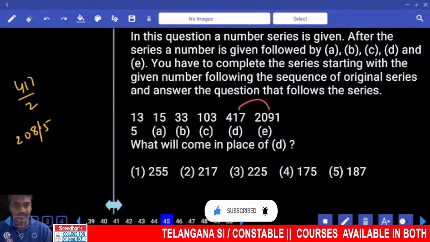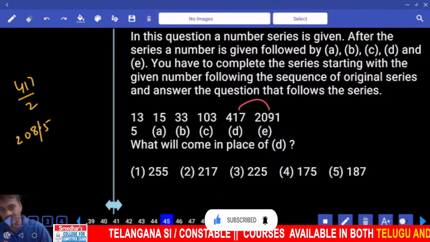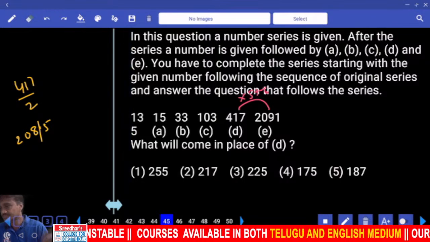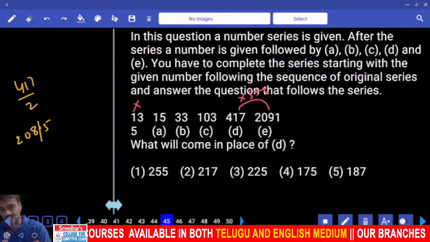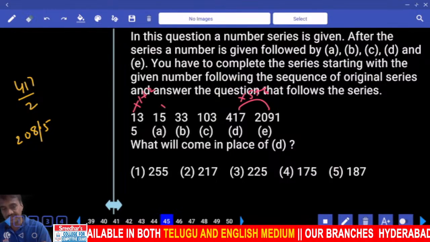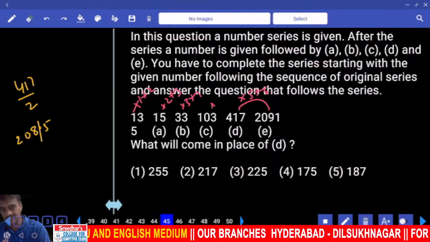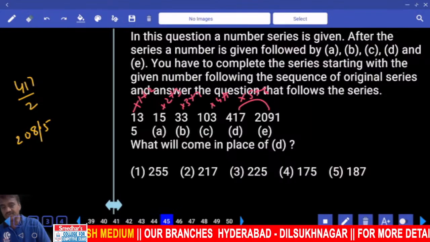Then into 5. Now into 5 is how much? 2085 plus 6. Now this is into 5 plus 6. Then come to the first one. This is into 1 plus 2. Next one, into 2 plus 3. Next, into 3 plus 4. Next, into 4 plus 4. Then starting with what? 5.